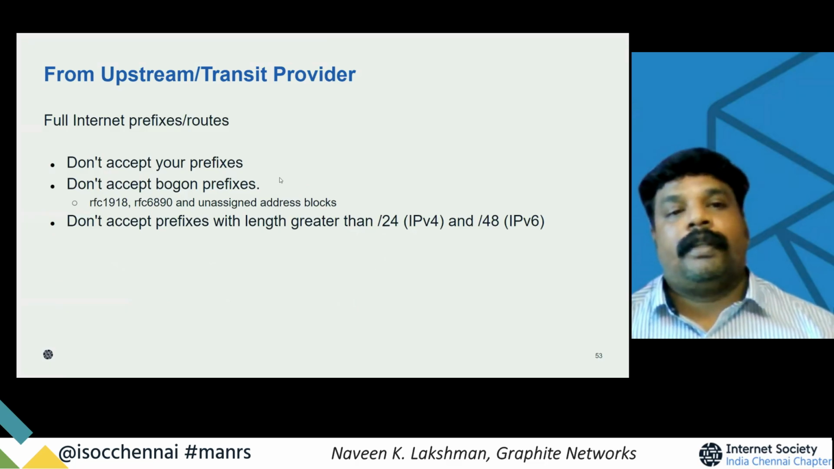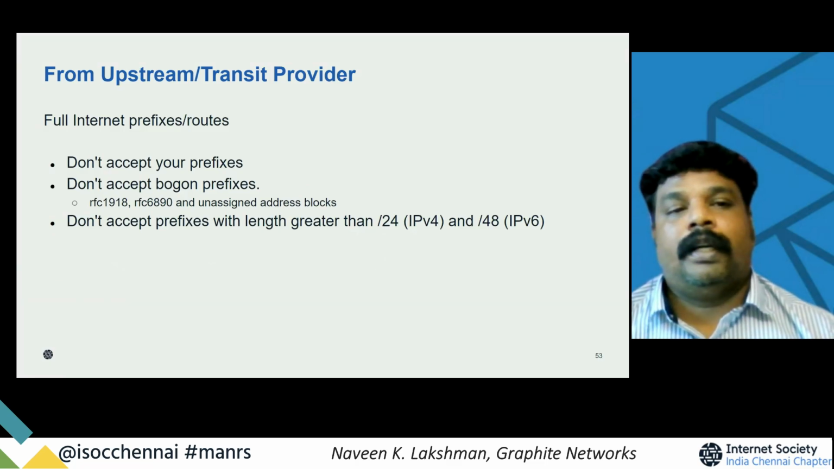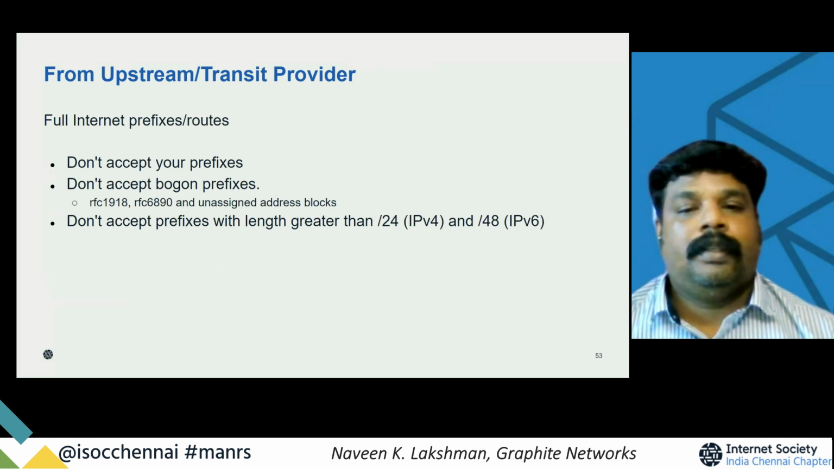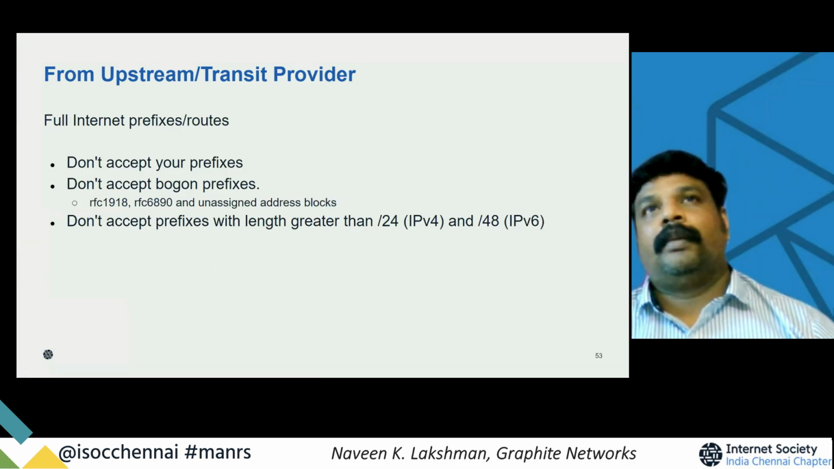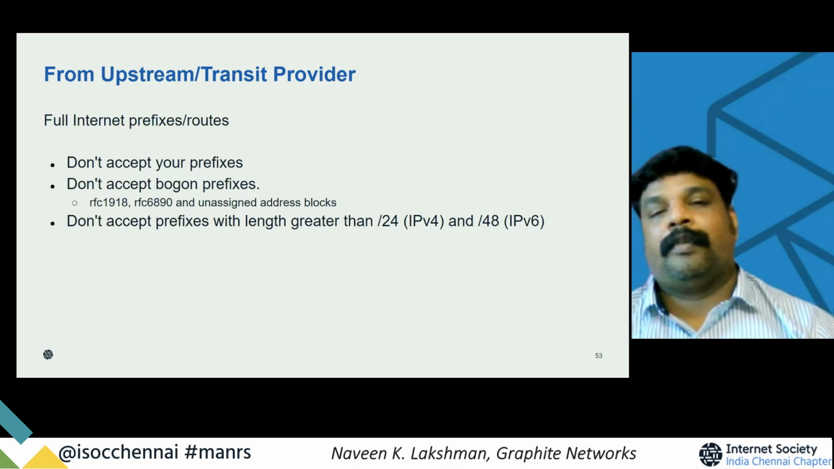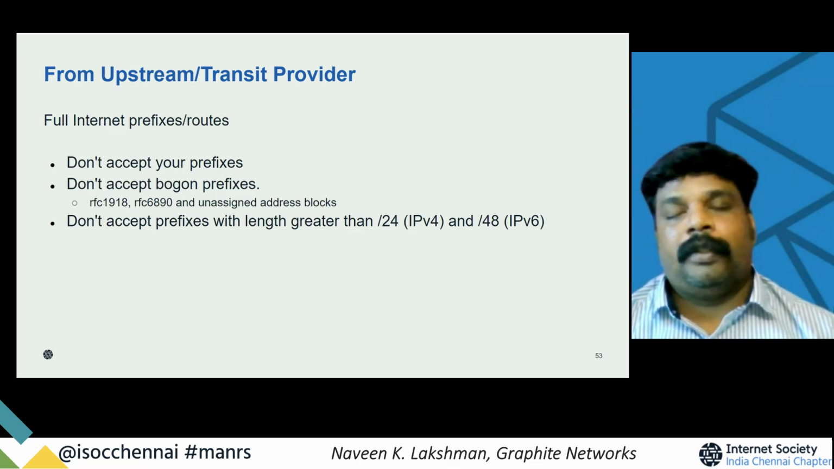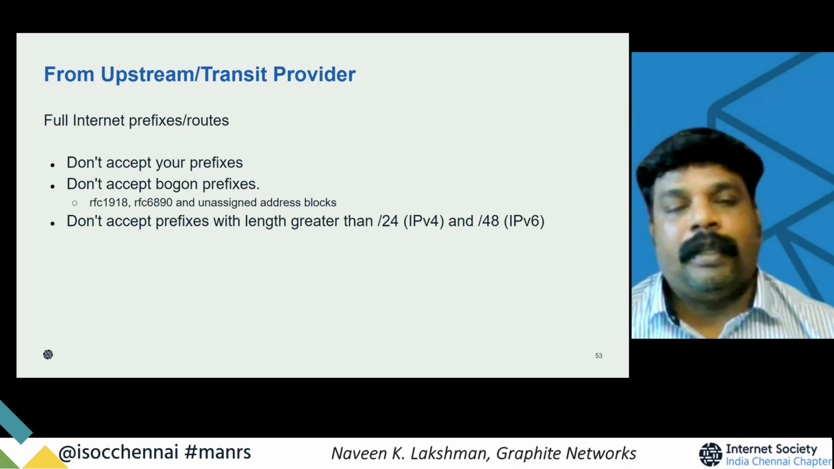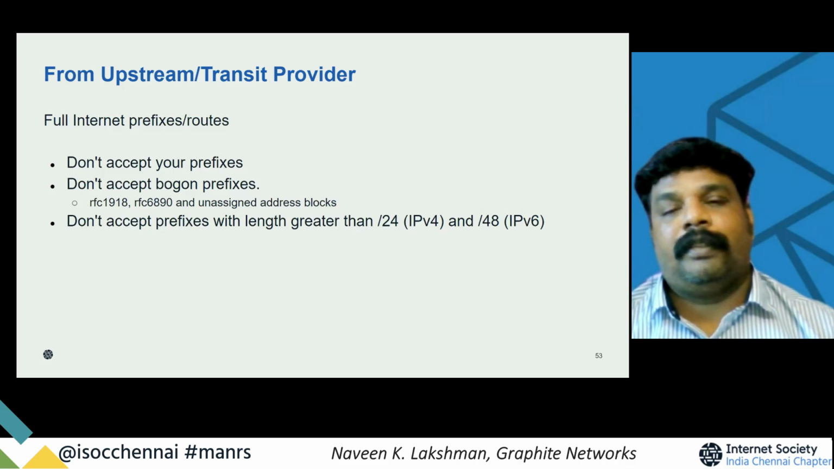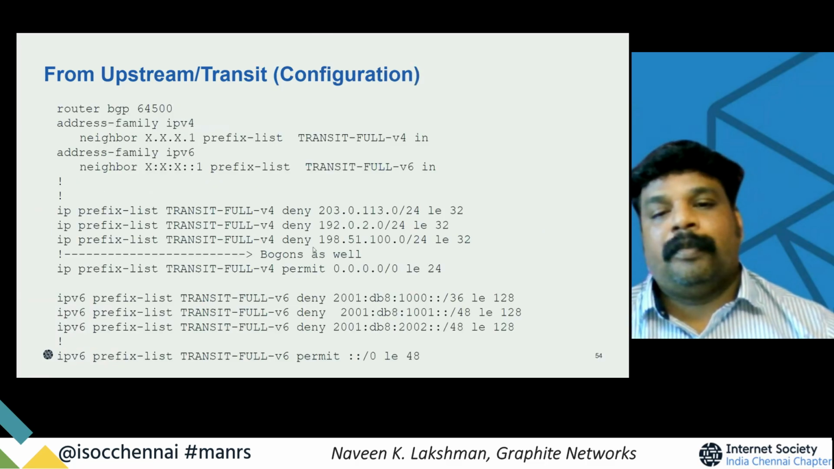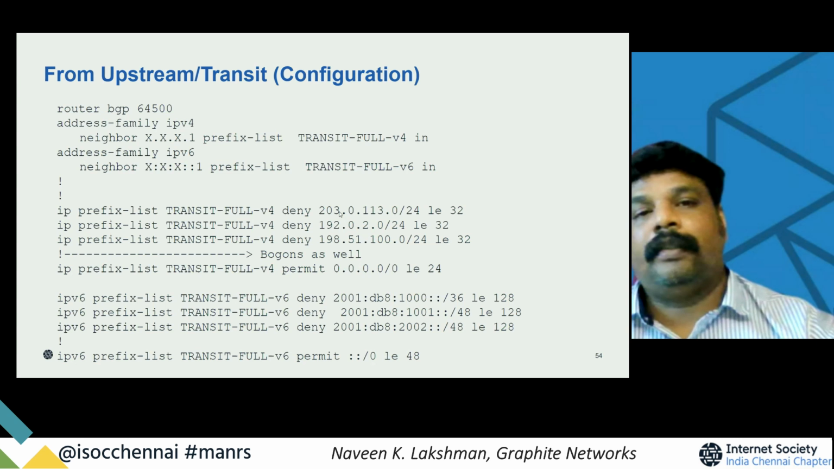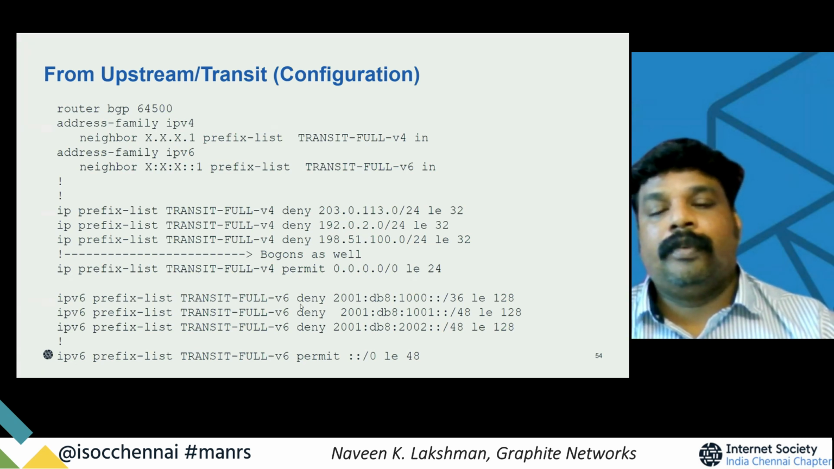When you want to receive the complete internet prefixes, the complete routes, you don't accept your own prefix, the bogons, and anything larger than /24 and /48. Other than that, you accept anything. So whatever the number of routes in the global routing table is, your upstream or your transit would be sending to you. So make sure that you have enough routing capacity to handle that volume of prefixes. So you deny your prefix and your customer prefixes. You don't want these to be sent from your transit. And this is for V4 and V6, and you permit the rest of it. So that is how it works out.